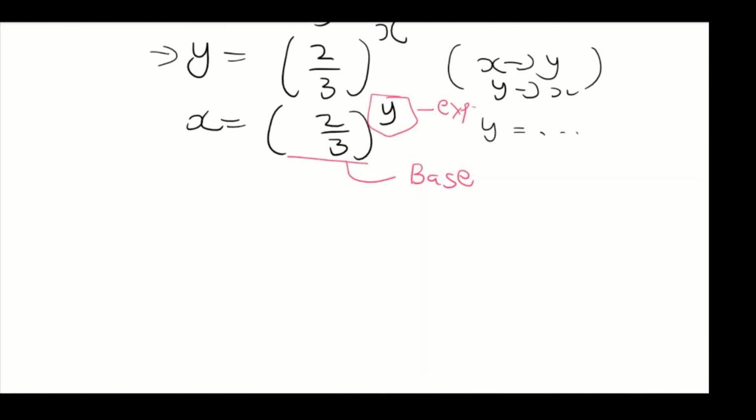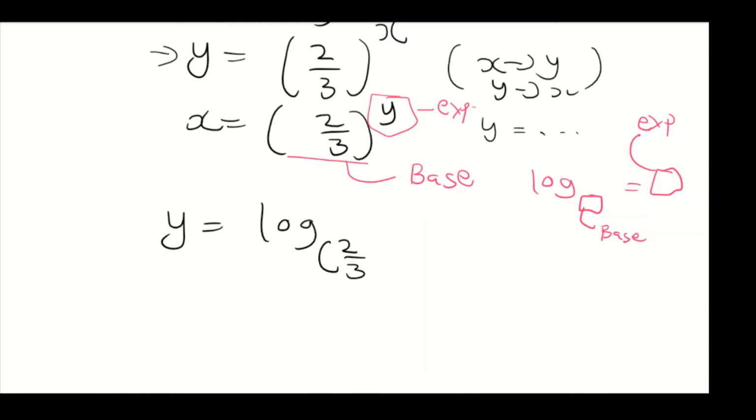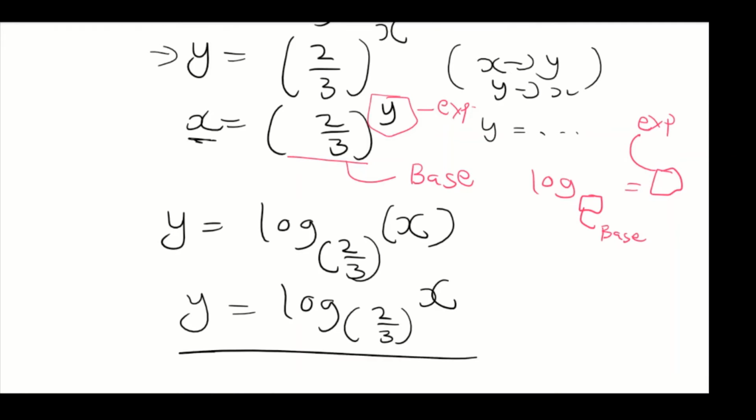So in logs, you should note that the base is at the bottom, and this would be the base, this would be the exponent, which is equal to. So our exponent in this case is y, so y equals log, our base is 2/3, and our value of x we'll write here as x. So this would be our equation, which is y equals log base 2/3 of x. So this is the inverse of the function.